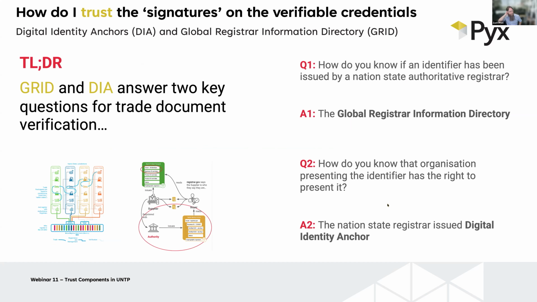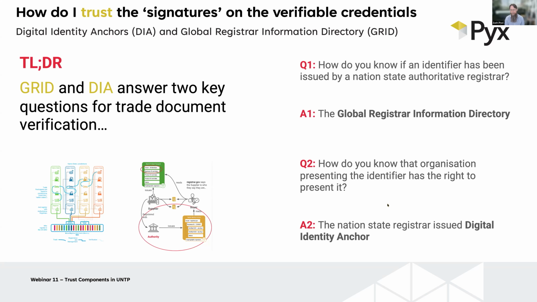And the too long didn't read answer is that GRID and DIA answer the two questions for trade document verification. First, how do you know if an identifier has been issued by a nation state authoritative register? The core idea here is that a business is identified by a national registry. So we register businesses in countries, and those countries can then verify that that company is actually the owner of a signing certificate. And how do you know that the organization presenting the identifier has the right to present it? That's through the digital identity anchor.